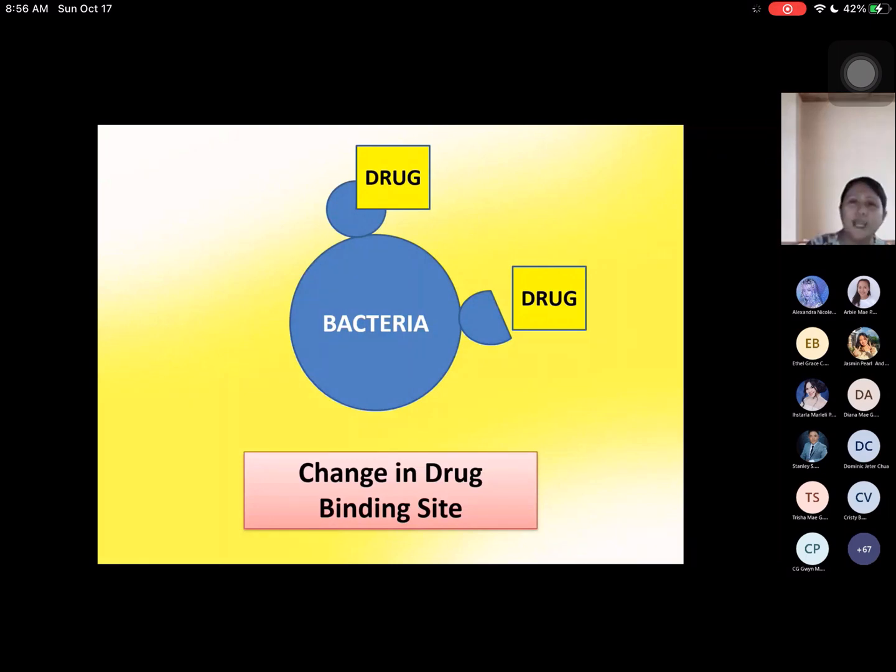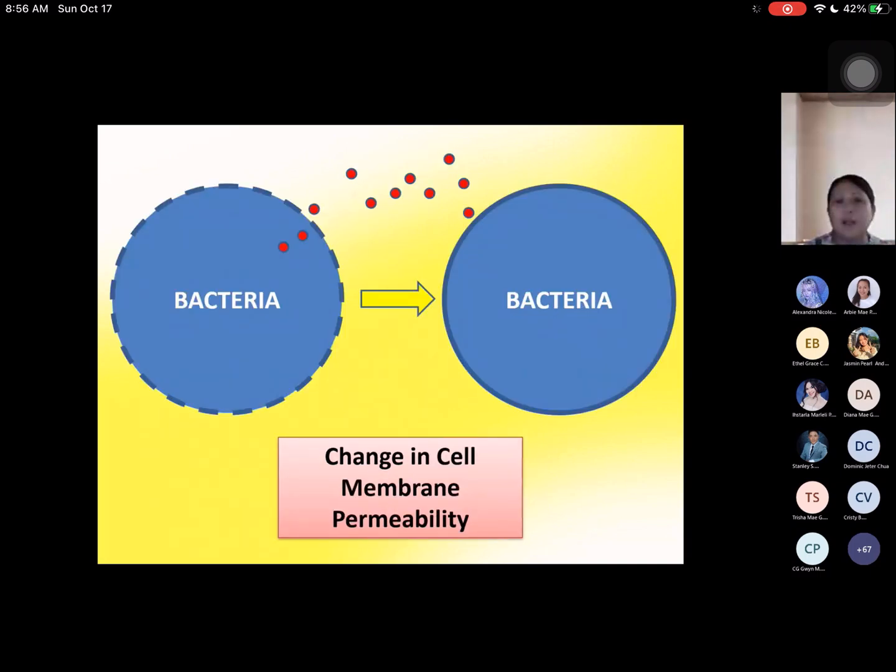This is the representation of the change in cell permeability. Any change in cell permeability, the drugs will not actually act on the microorganism. It can gain resistance to that particular antibacterial agent. Okay? So if they lack the specific target site for that drug, the drug will not be that effective.